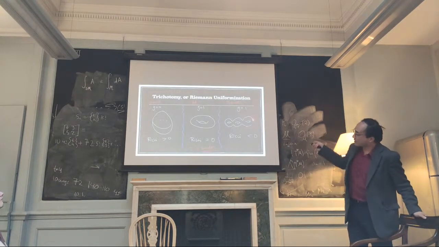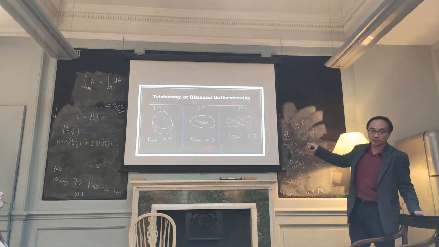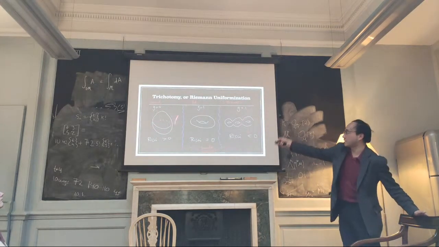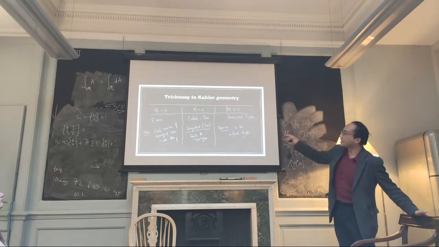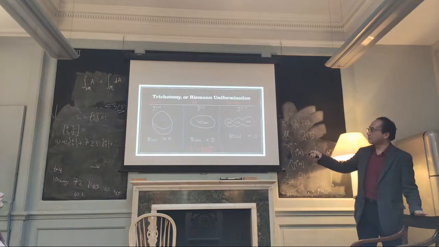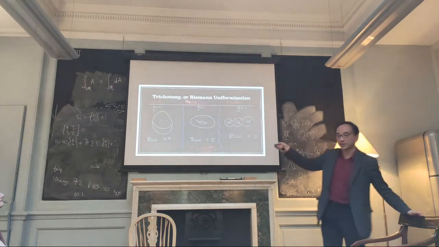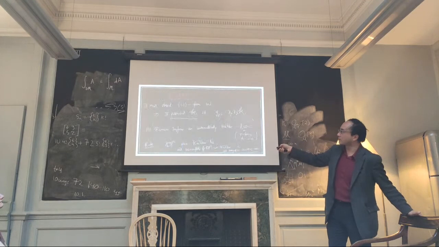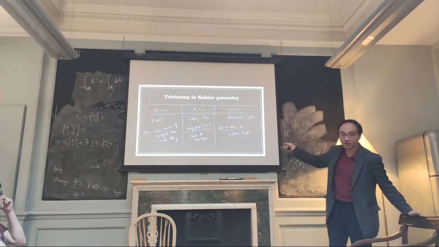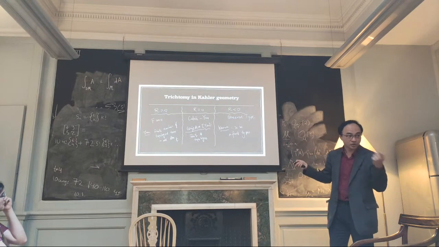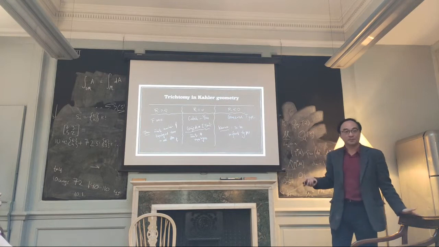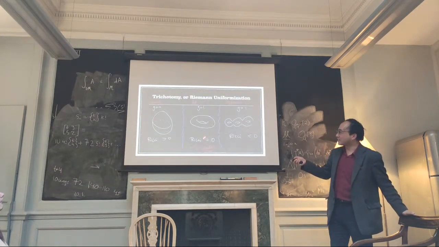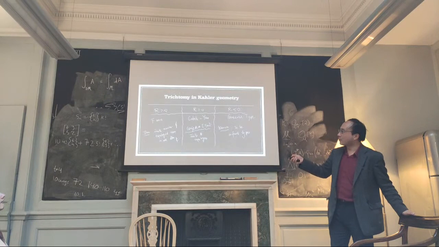So let me restate this Riemann uniformization. Here it's real. I'm not saying anything about complex here. So here's a statement of surfaces as real objects. Then you repeat this trichotomy as Kähler objects, as Kähler curves, complex algebraic curves. Now we just give different names. So here, this thing is called Ricci flat. Now we call this thing Calabi-Yau.